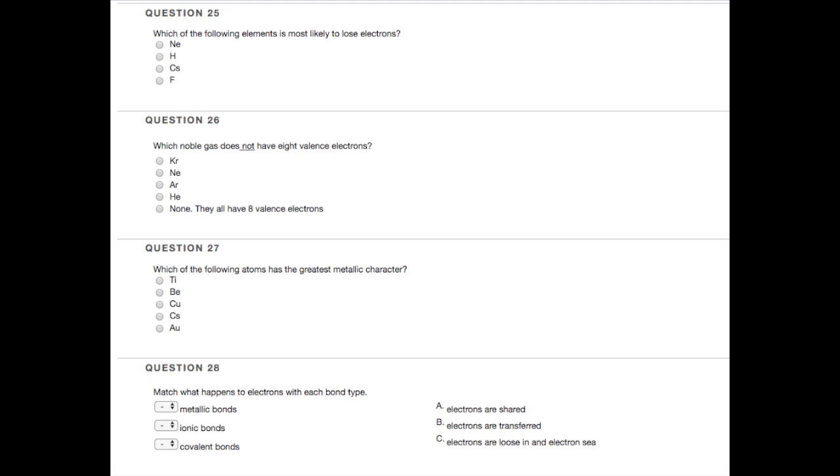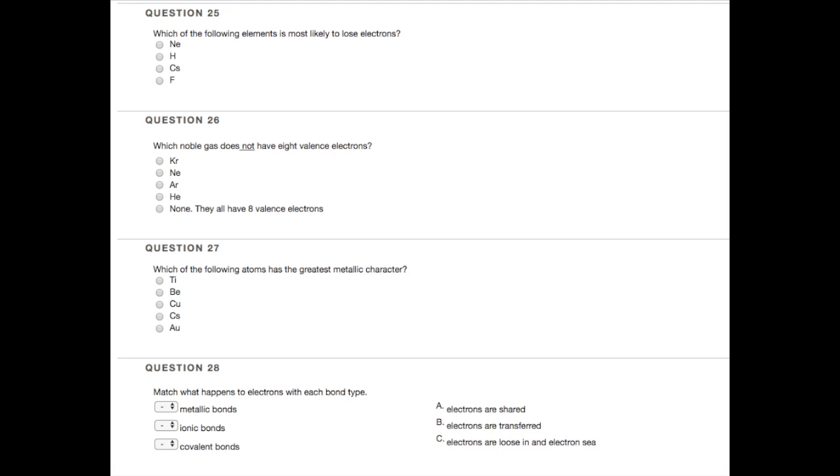All right, and which of the following atoms is most likely to lose electrons, and has the greatest metallic character? Well, this is basically the same question as the last one, so it's going to be cesium. Cesium is on the bottom left. Now francium technically would be more metallic than cesium, but it's highly radioactive and essentially does not exist in appreciable quantities.